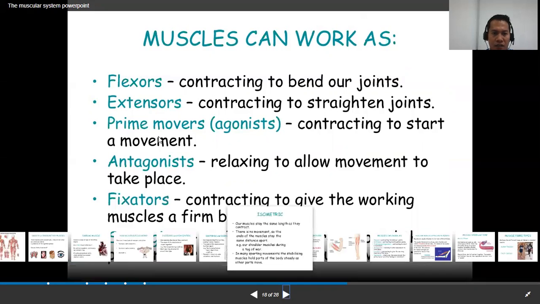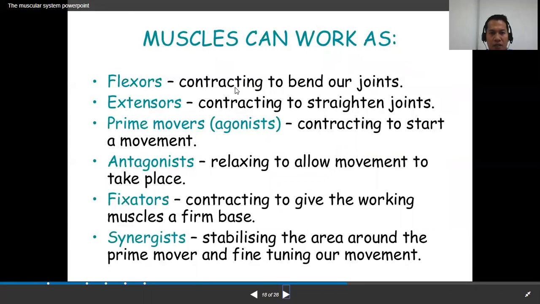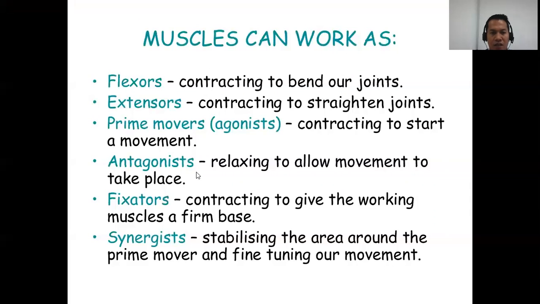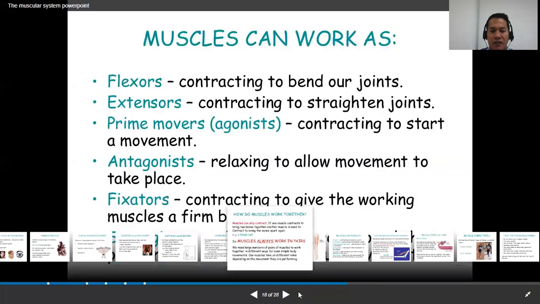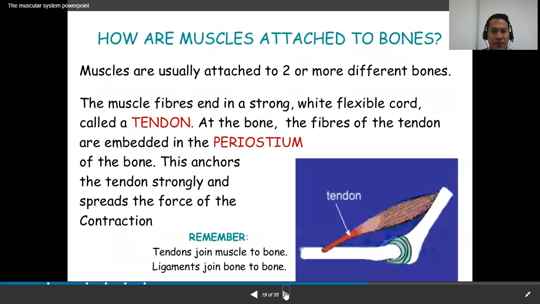Muscles can work as a flexor, contracting to bend our joints, or as an extensor to straighten the joints. Maybe as prime movers, contracting to start the movement, or antagonists, relaxing to allow movement to take place. Could be fixators or synergists. So these are all how the muscles work. And there are more of that. Maybe we can have it in a future video.